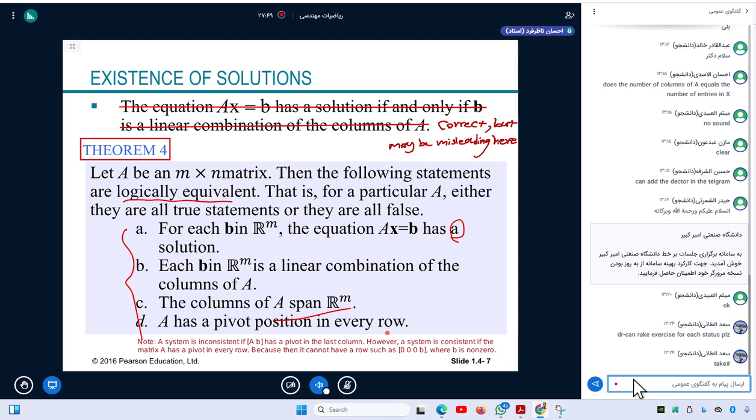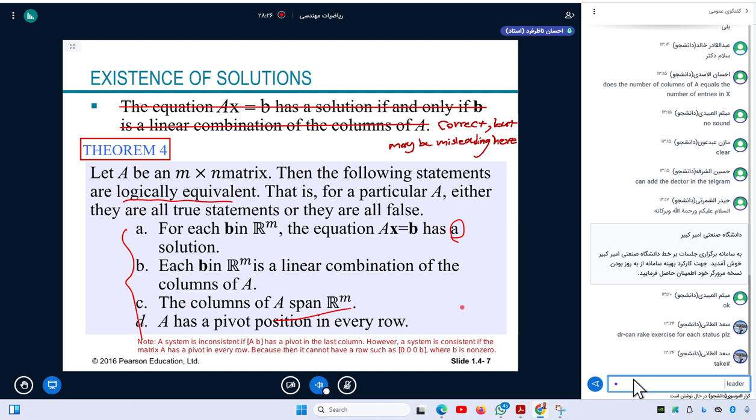What does this mean? Because A actually is consistent, this means that A needs to have a pivot position in every row. So just note, a system is inconsistent if [A b] has a pivot in the last column. But a system is consistent here. This is because this is consistent.